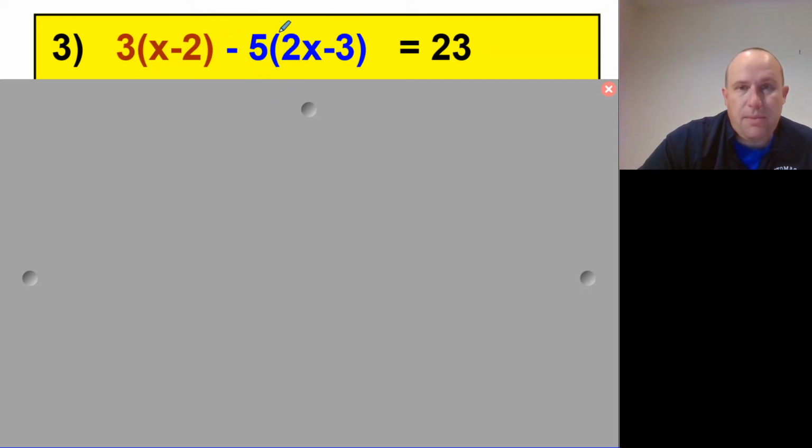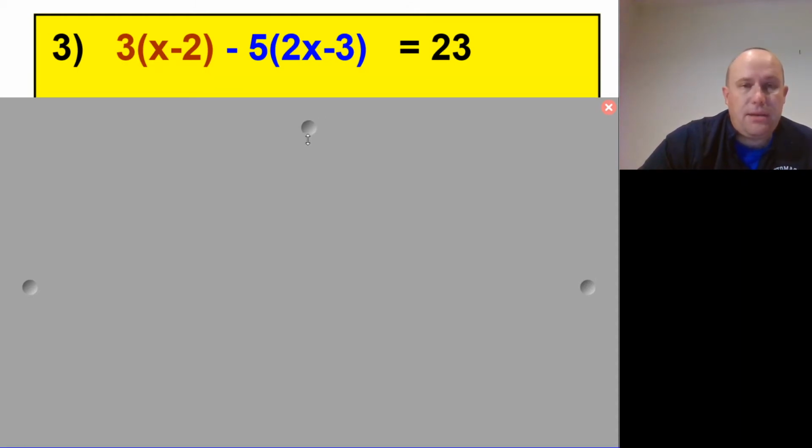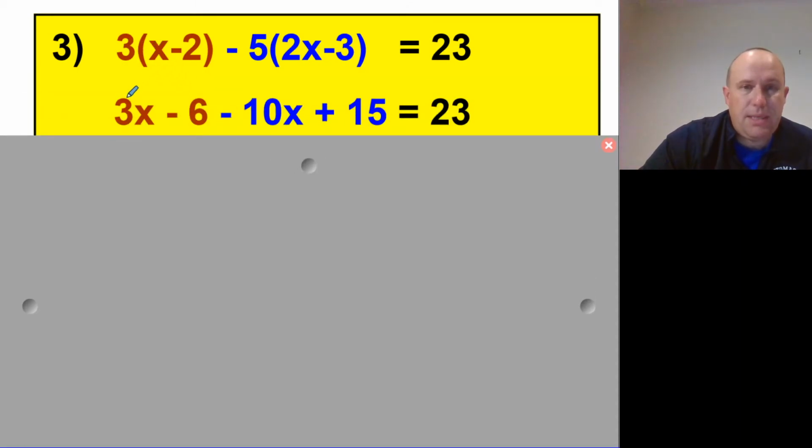Whenever we see parentheses, we know we want to remove those parentheses by multiplying. Here we're actually going to multiply by negative 5, so I deliberately coloured in the blue on that sign to show you that. So 3 times x, 3 times negative 2. Negative 5 times 2x, and negative 5 times negative 3. If we're not good with our negatives, just use a calculator, but 2 negatives when multiplied will make a positive.